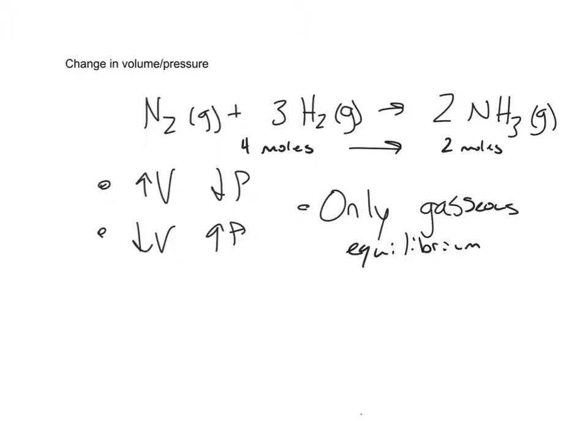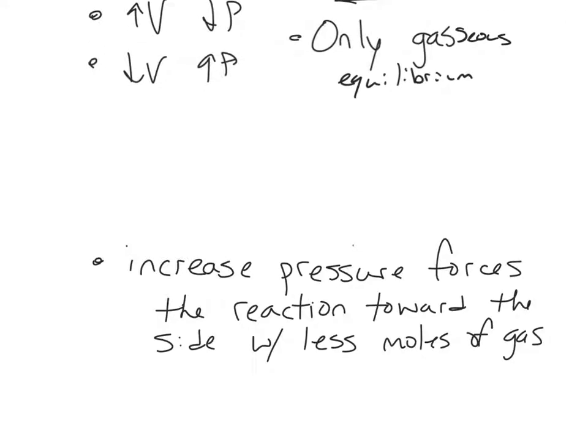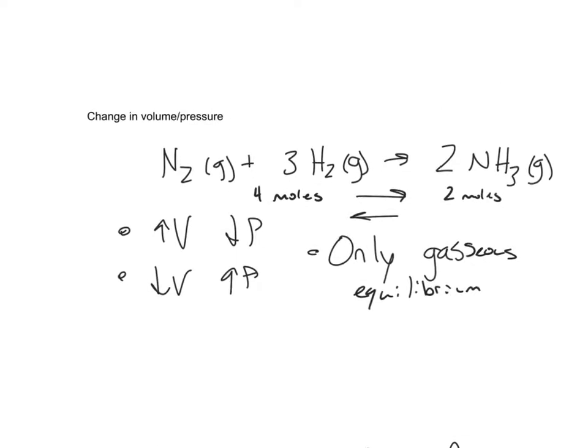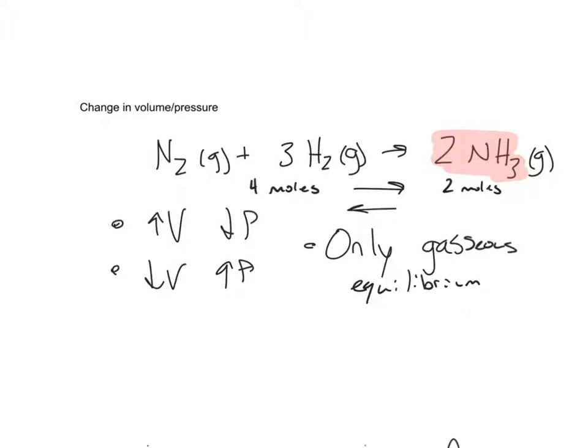Conversely, if you decrease the pressure, it's going to cause the reaction to shift to the left in this case, because it's going to want to relieve the pressure by producing more moles of gas, so it's going to shift to the side that has more moles. Increasing the pressure forces the reaction towards the side with fewer moles of gas, so that's in red. I squeeze the reactants down, and it's going to force the reaction to shift to the right towards the products.